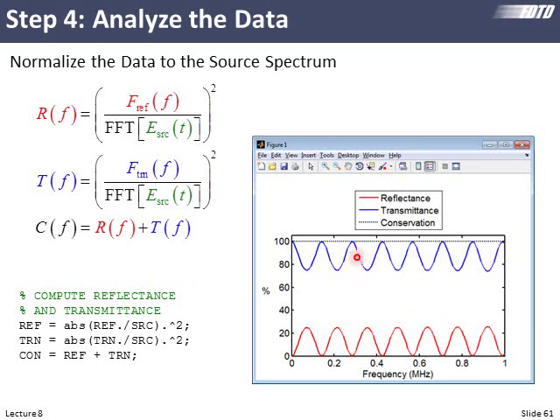And in the end, we should see something like this coming out of MATLAB, where we see our reflection, our transmission, and then our conservation of energy flatlined at around 100%. So here's MATLAB code for how the normalizations and calculating the conservation look.